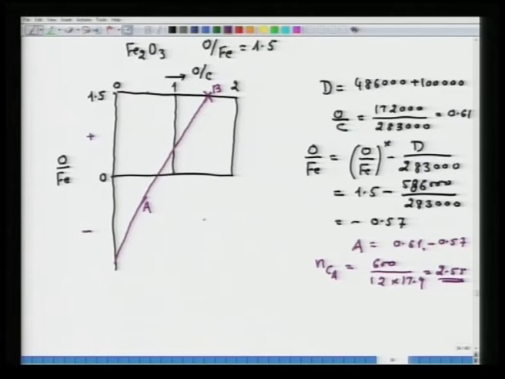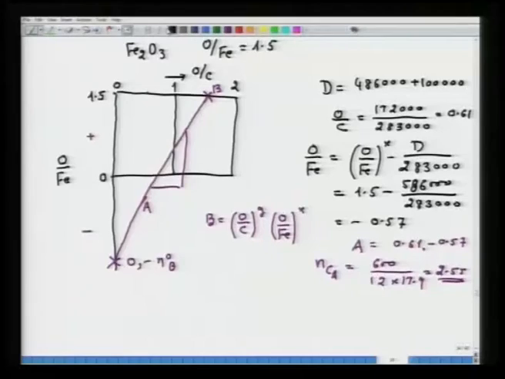And this particular point, if I say B, then the value of B is O by C G, which is the top gas analysis, corresponding to O by Fe x, and this particular point is 0 and minus NOB, and the slope of the line which we have fixed by calculating NCA is 2.55. That is how you will be representing the graphical representation.